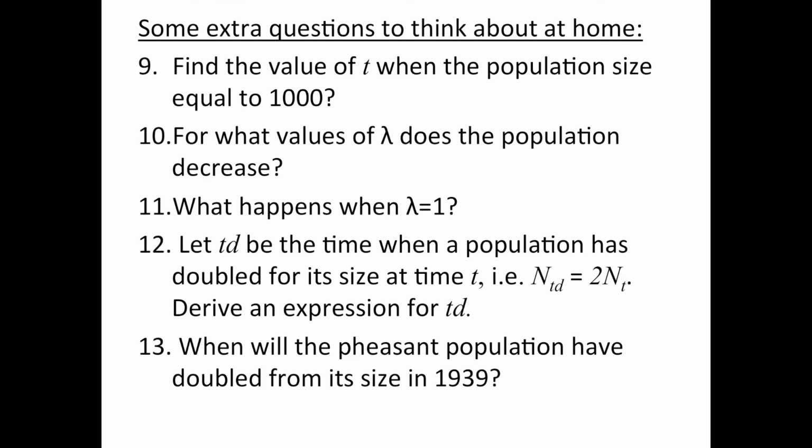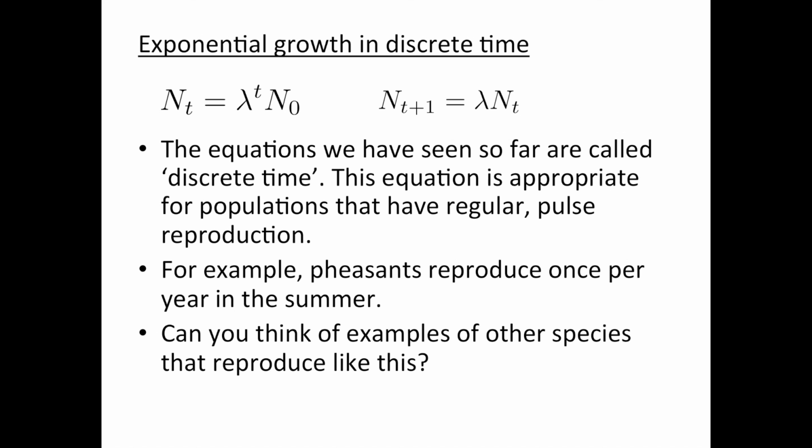If we define a quantity td to be the time when the population has doubled its size from what it was at time t, this means that N at td is equal to 2 times N of t. I want you to derive an expression for td, so this is a formula for the doubling time as a function of the current time. And when will the population size have doubled from its size in 1939? So again, those are just to think about. We're not going to do them now.